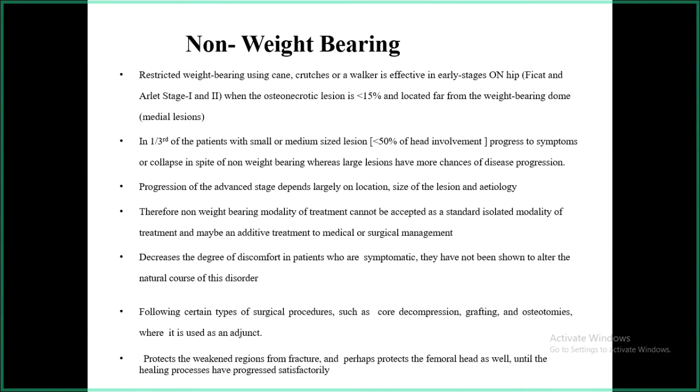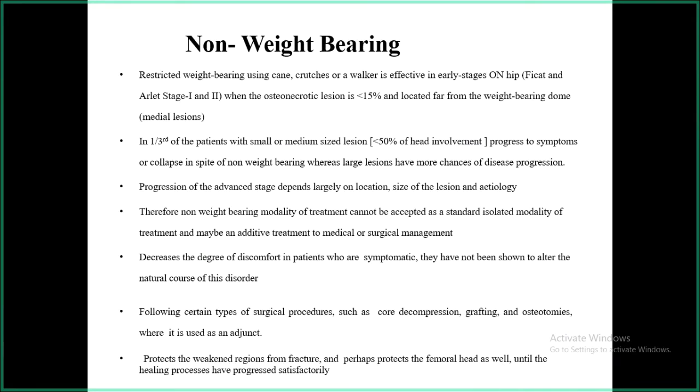Restricted weight bearing using a cane or crutches or a walker is effective in early stage of osteonecrosis, when the lesion is less than 15% and located far from the weight bearing dome. If it is a medial lesion, then you can advise some non-weight bearing and it is useful. In one-third of patients with small or medium-sized lesions, but less than 50% of the head involvement, the disease progresses to symptoms or collapse in spite of non-weight bearing, whereas large lesions have more chances of disease progression. Progression of the advanced stage depends largely on the location, size of the lesion, and underlying etiology.